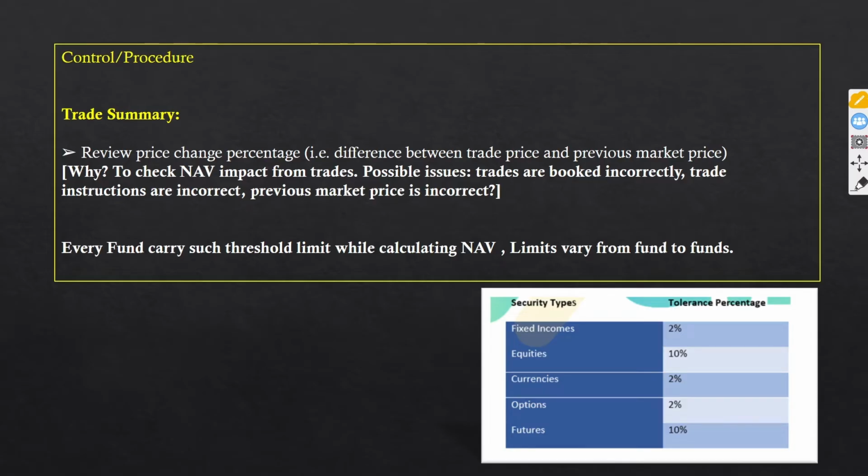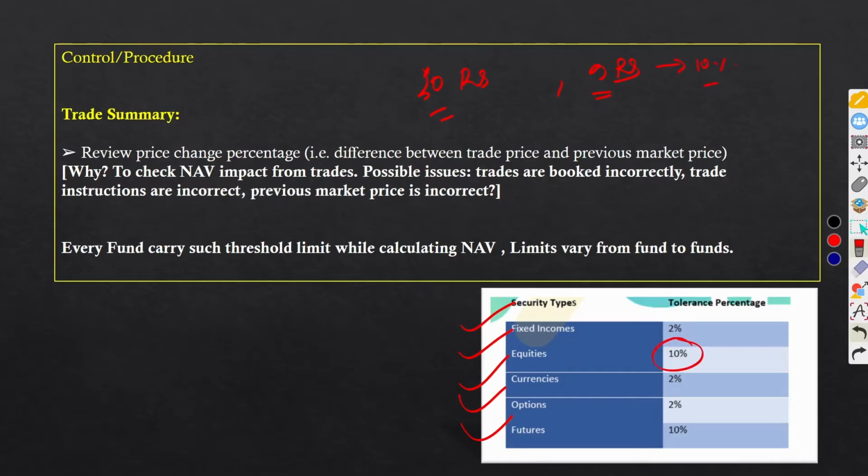Every fund admin or AMC always provides their tolerance limit as well, for fixed income, equities, currencies, options, futures. So what is this? Basically, this is the difference between different security prices. Let's say yesterday the stock price was 10 rupees and today the price is 9. So this is almost a 10% change. If this happened and you are not able to reconcile it, it is still okay to produce NAV, and after producing NAV, you can review that again.